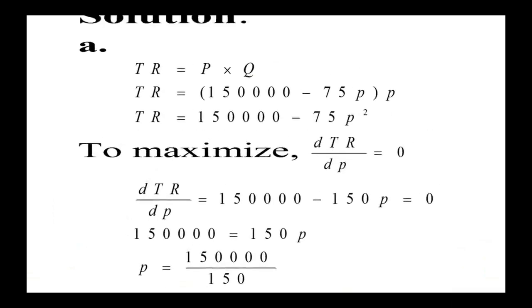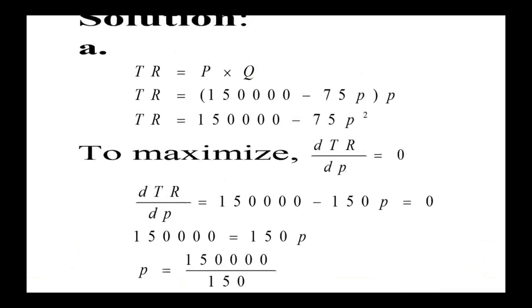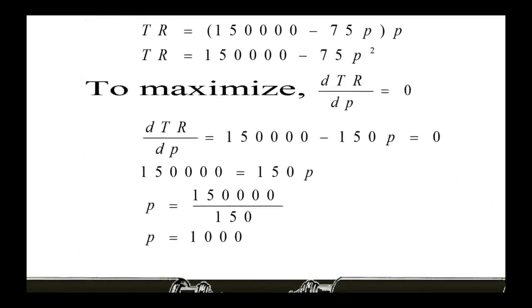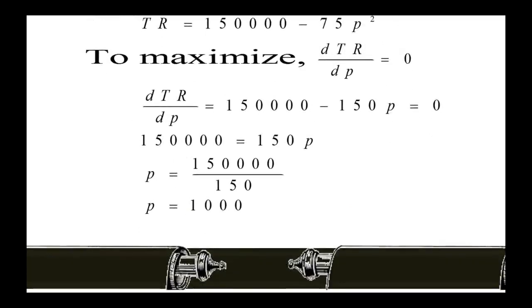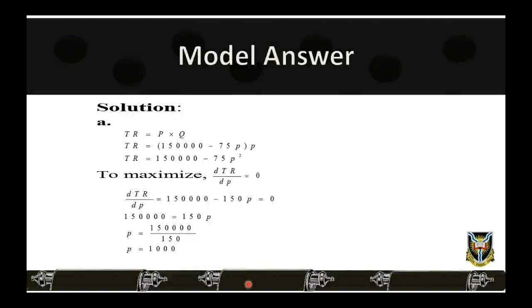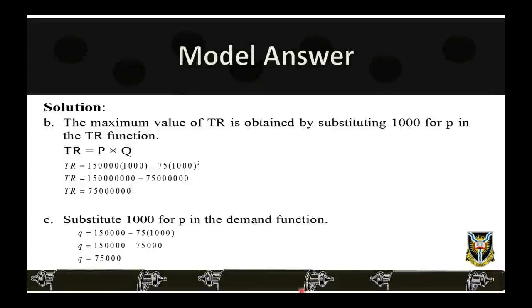TR equals 150,000P minus 75P squared. To maximize, dTR by dP equals 0. dTR by dP equals 150,000 minus 150P equals 0. 150,000 equals 150P. P equals 150,000 over 150. P equals 1000. B. The maximum value of TR is obtained by substituting 1000 for P in the TR function.